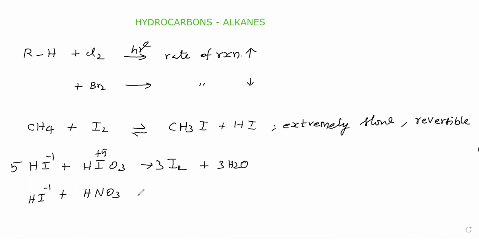This -1 is converting into 0, that is iodine. This nitric acid, it is concentrated nitric acid we are taking. Conc. nitric acid always converts into NO2. So therefore now we will balance this one: 2HI, 2HNO3, 2NO2 and 2 water molecules.